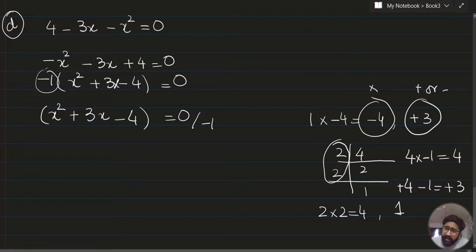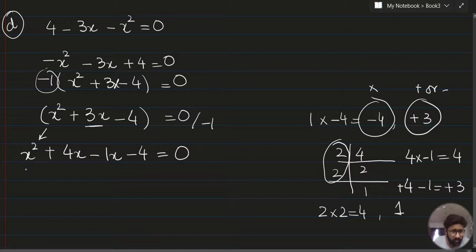So the negative sign is with minus 1. So instead of this middle term, I am going to write x square will come as it is. Instead of the middle term, I am going to write plus 4x minus 1x minus 4 is equal to 0. So let's take common between the first two terms.